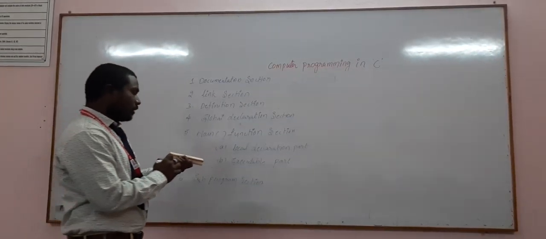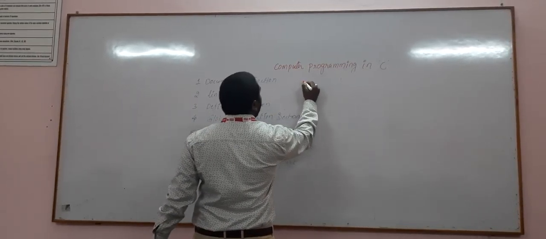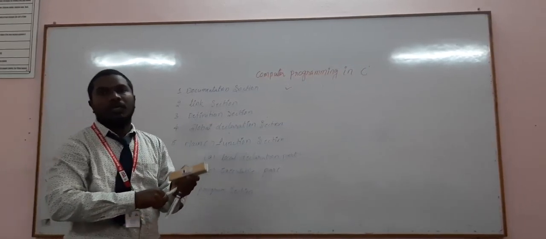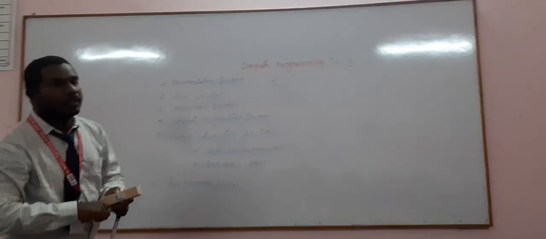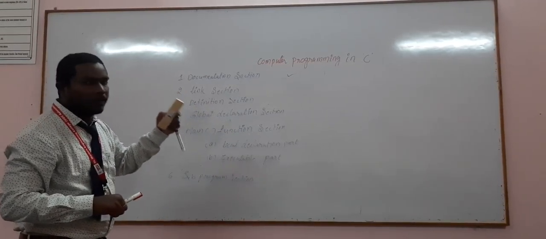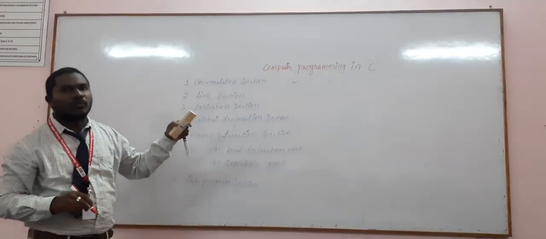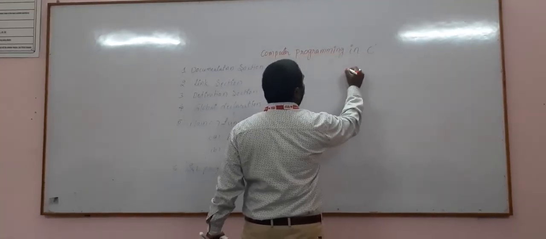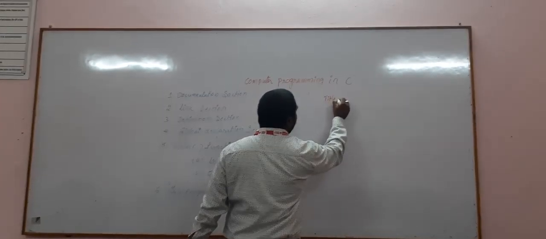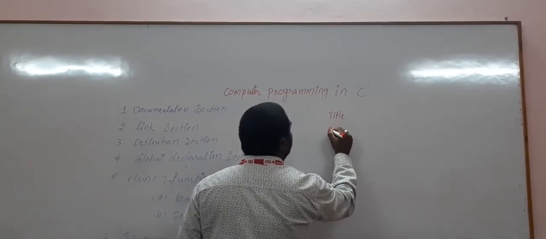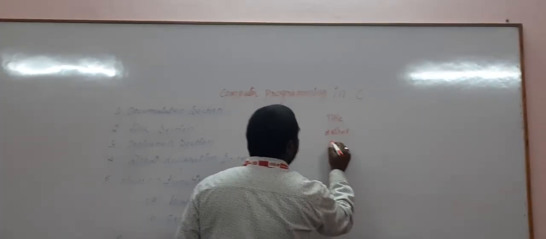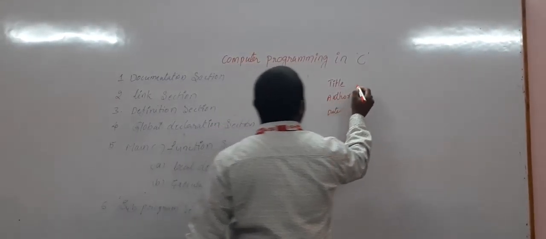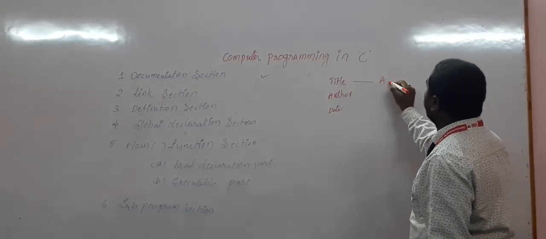Coming to the first one, the documentation section. Documentation section means it gives the information about the program. So what type of information? It provides the information about the particular program. For example, if a programmer wants to write the addition of two numbers, first he mentions the title of the program, next the author, and the date.